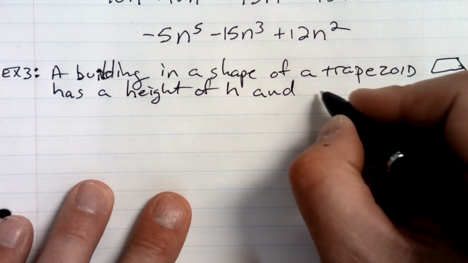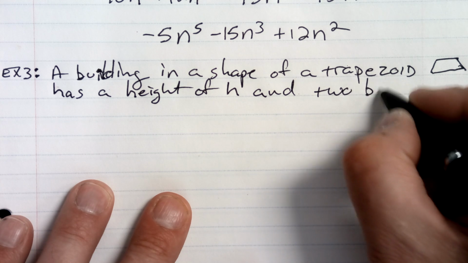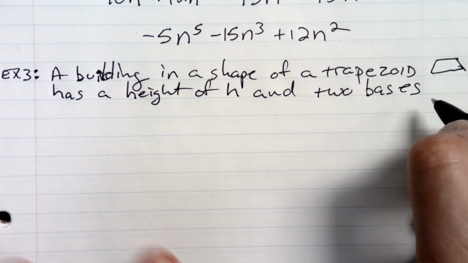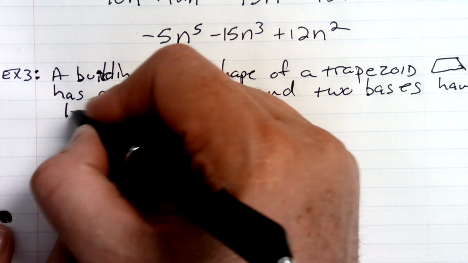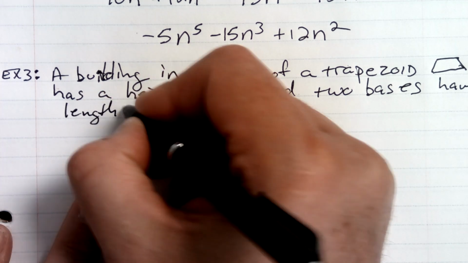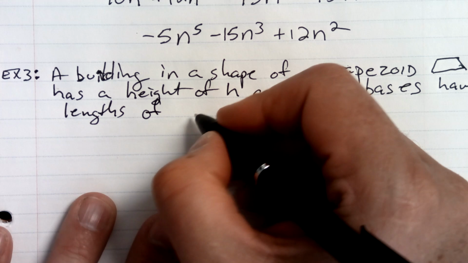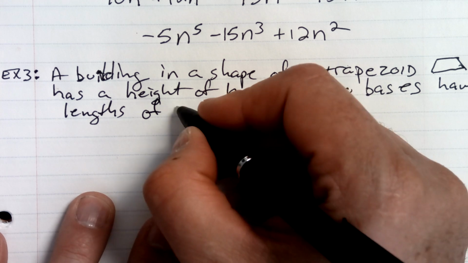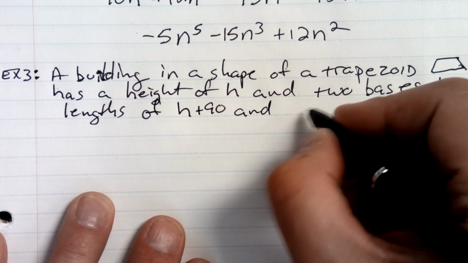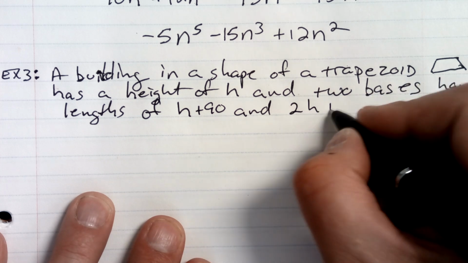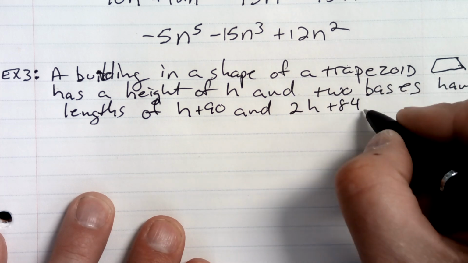And 2 bases have lengths of h plus 90 and 2h plus 84. Thank you.